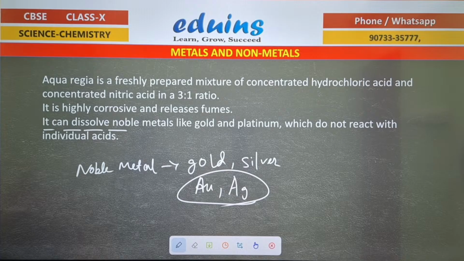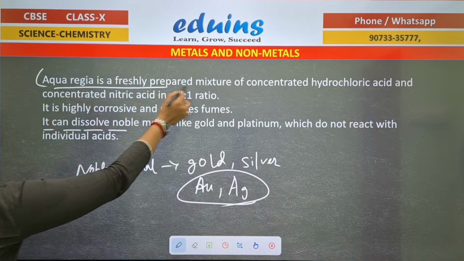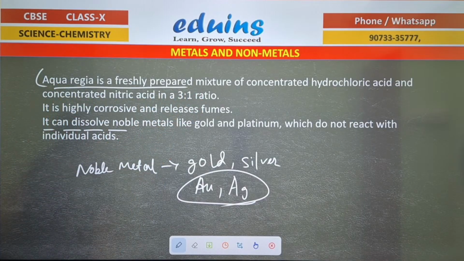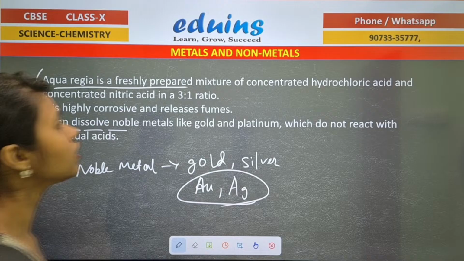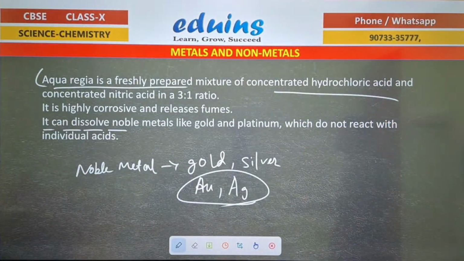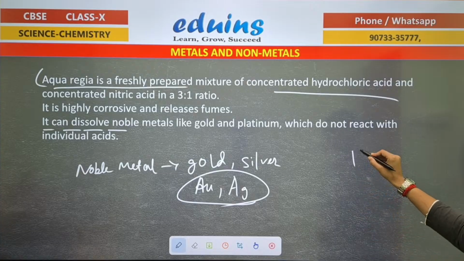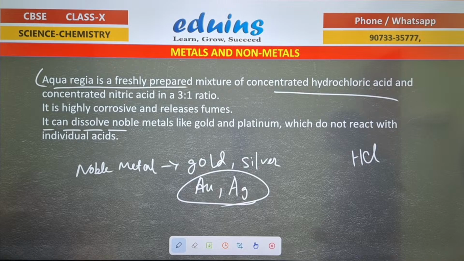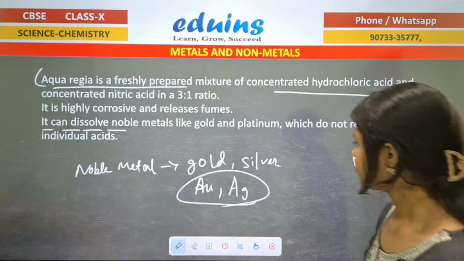So what is aqua regia? Aqua regia is a freshly prepared mixture of concentrated hydrochloric acid and concentrated nitric acid in a 3:1 ratio. So the hydrochloric acid portion is much greater.